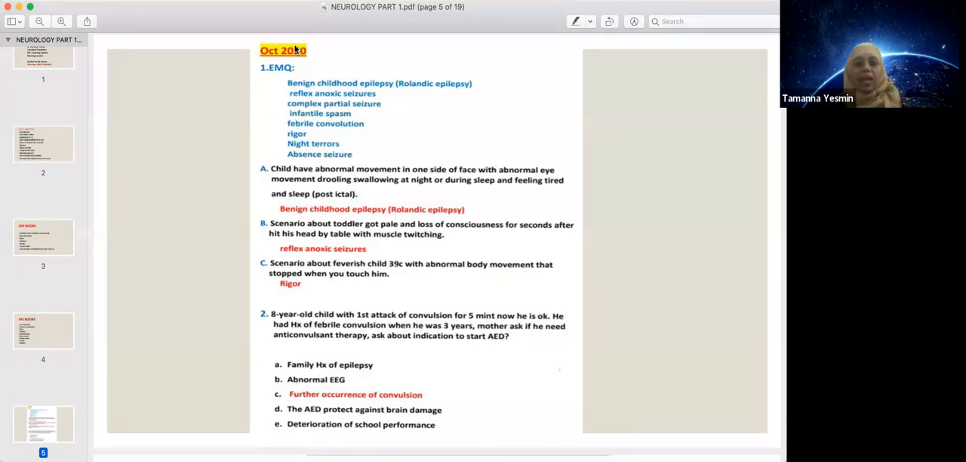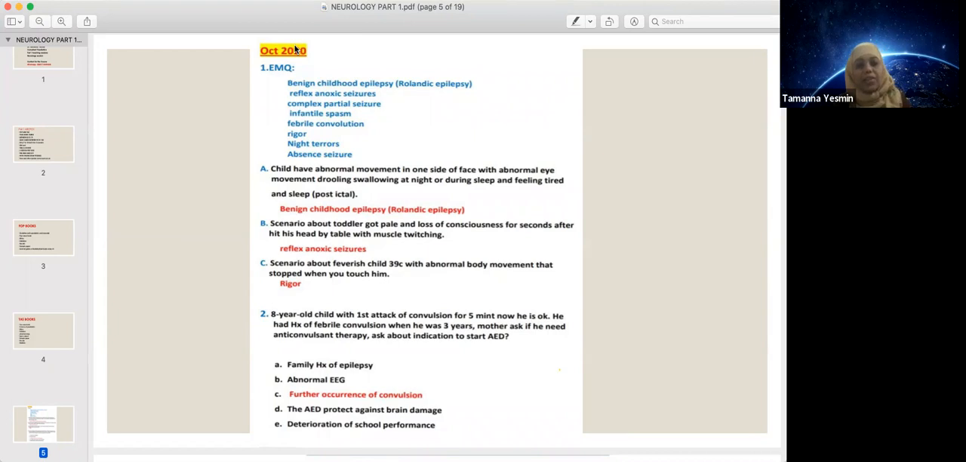Okay. So the next scenario was a child having fever of 39, that is around 101, and there was abnormal body movement, and that stopped when you touch him. So this is actually rigor, chills and rigor. Okay, so this is not seizure. When you touch the child and it stops, okay, this is not seizure.